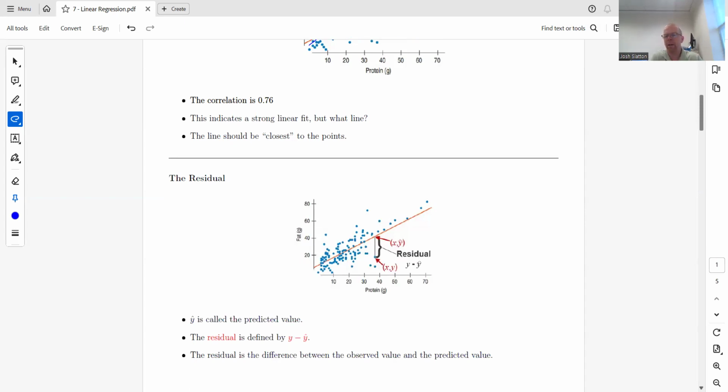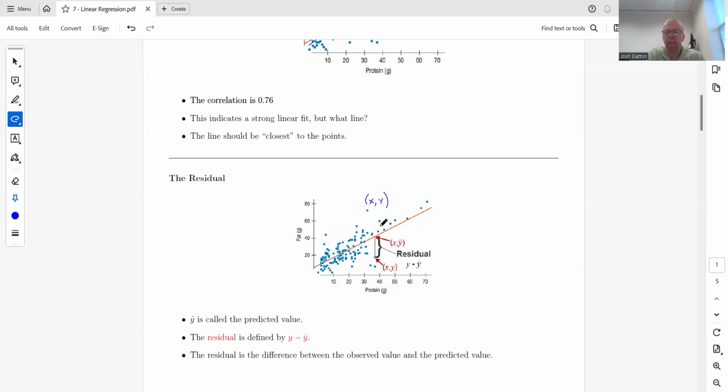Well, we're going to talk about this concept of a residual. What the residual is: any of the actual data points here, we could label with an ordered pair (x, y). And what we want to do is use the x data point. So if this item has 31 grams of protein, what would we predict would be the fat content in that item? That's the idea. We're going to use the x value to predict what the y value would be, or in this case, use the protein to predict what the fat is going to be.